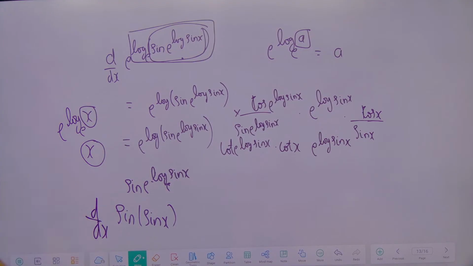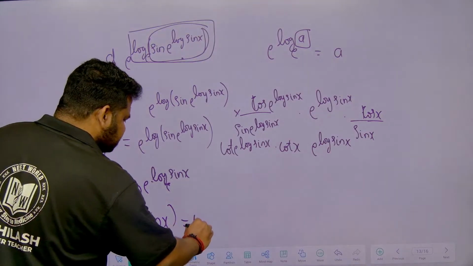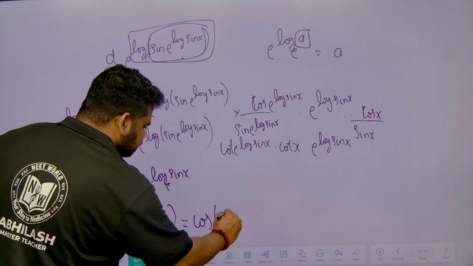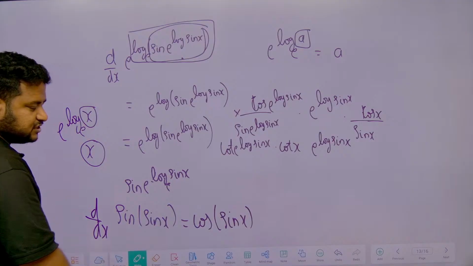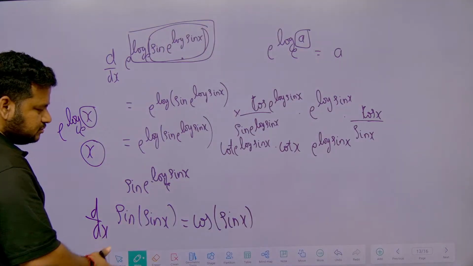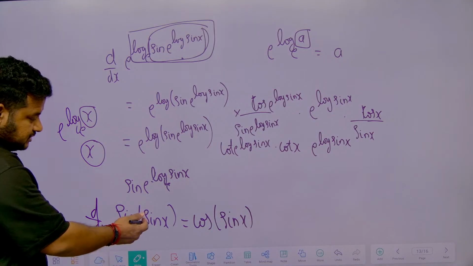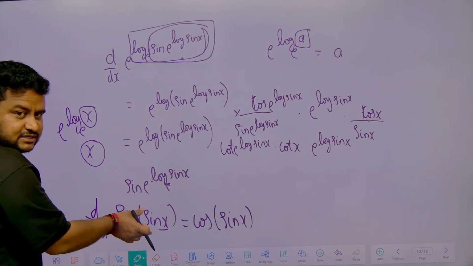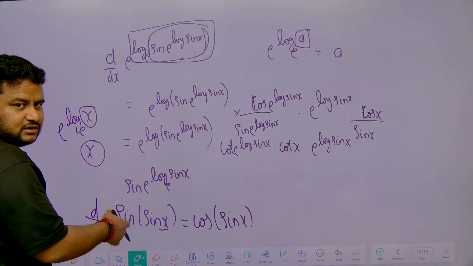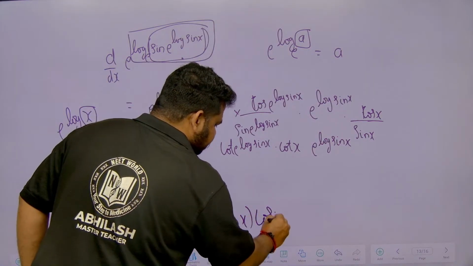Derivative of the outside function is what? Sin. Derivative of sin is cos. I will write this as cos of what is inside, sin x. Now the differential of the inside, sin x. Differentiation of sin is cos x. That's all. Simple.